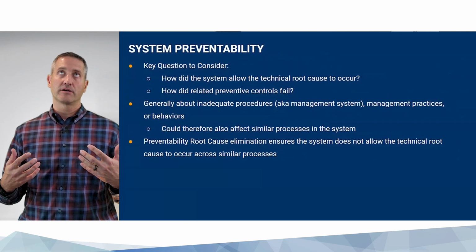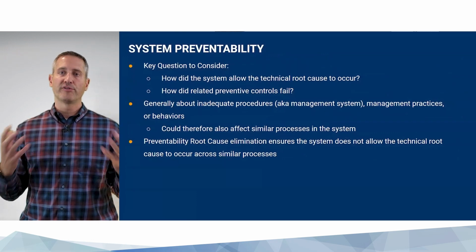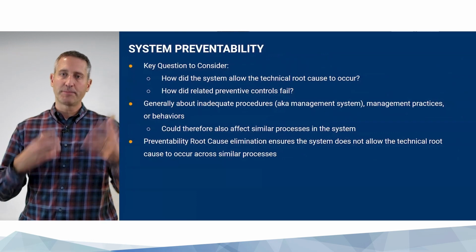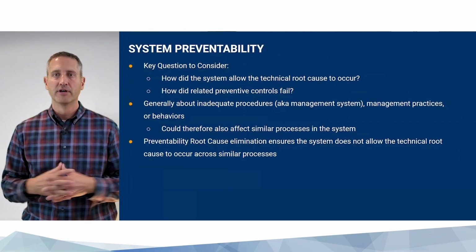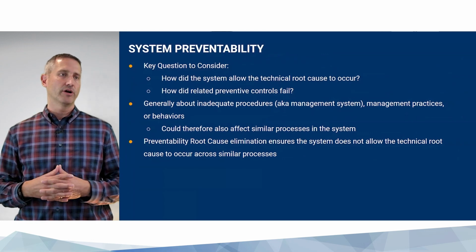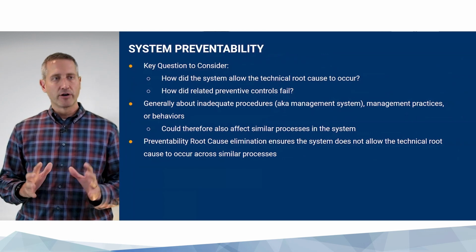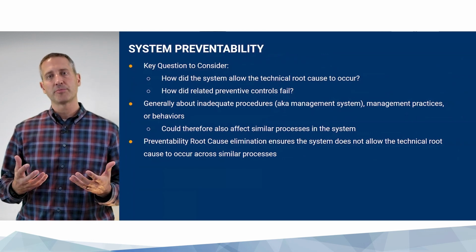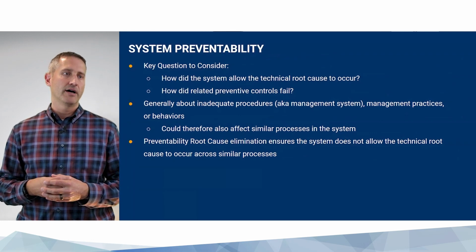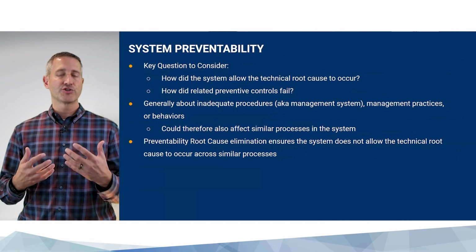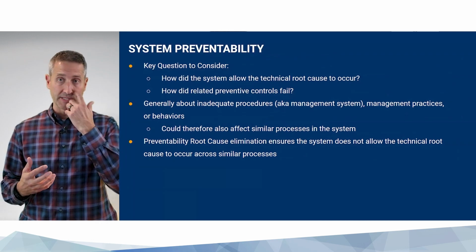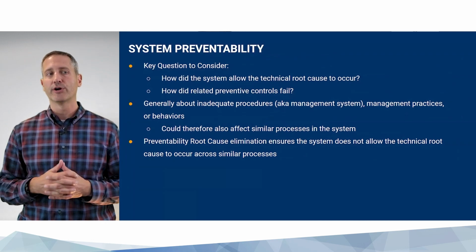How did it fail to prevent this buildup of lint in our dryer case? But in general, how did it prevent whatever the issue that we're researching or exploring is? Generally, these are about management systems, management practices, behaviors. And what we're looking for is elimination that ensures that this technical root cause can't, won't, will never occur again.